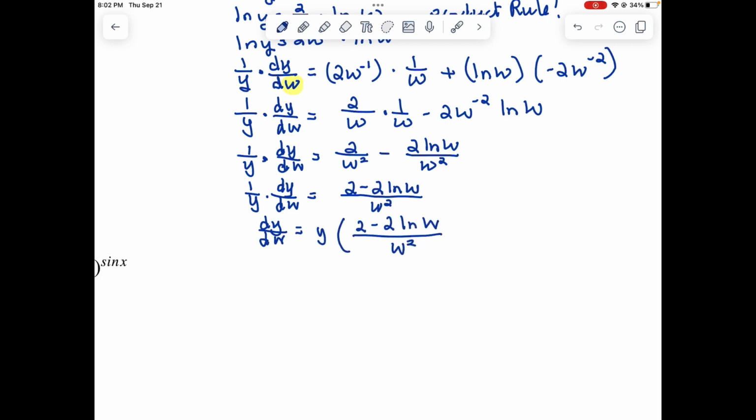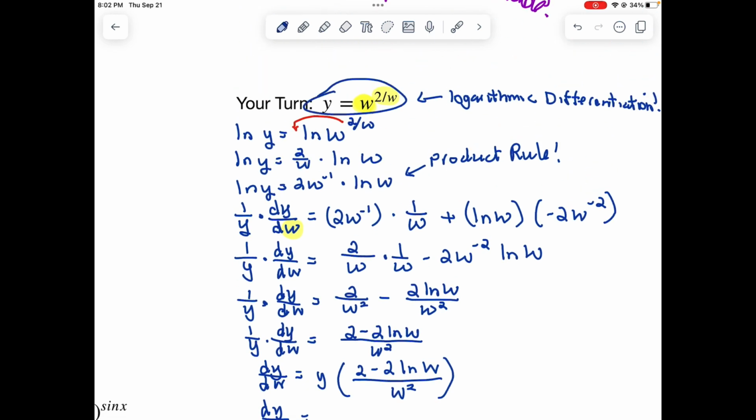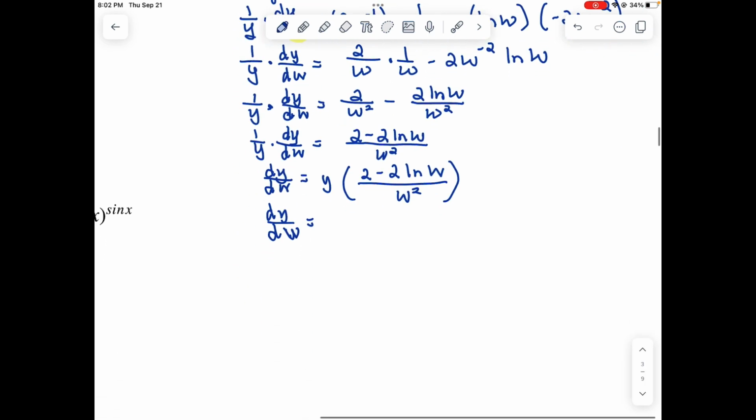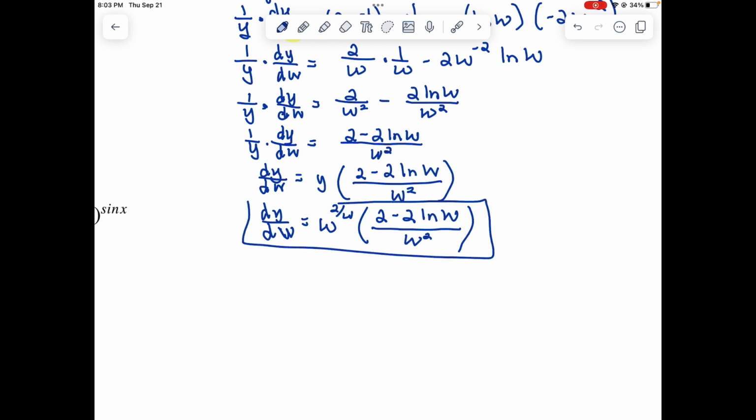Now recall from the given equation, it was defined that y was equal to w to the 2 divided by w power. So I'm going to replace that y with w raised to the 2 over w, and I'm going to multiply it by 2 minus 2 natural log of w over w squared. And that's simplified enough, and that would be our answer to this differential problem.